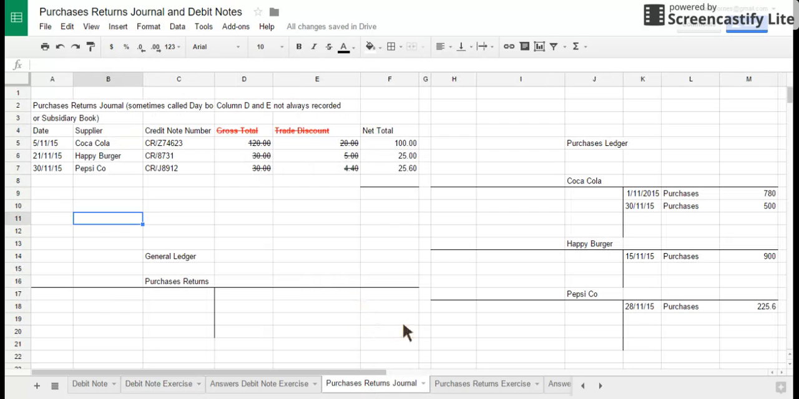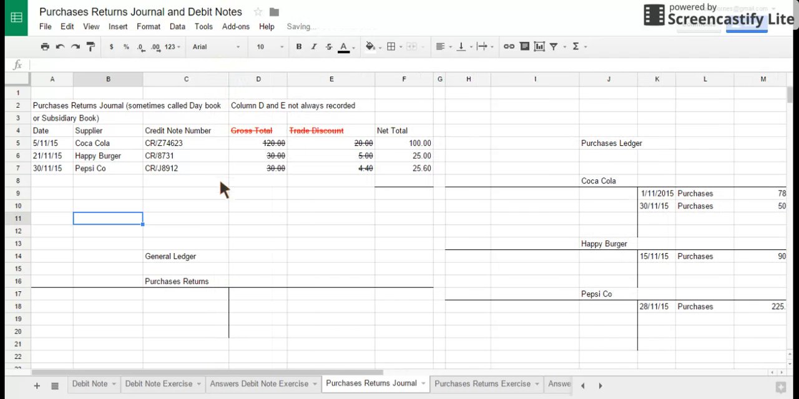Okay, the purchase returns journal is sometimes called the purchase returns daybook, and it's also sometimes called a subsidiary book. Again, don't worry, it means exactly the same thing. It's just people calling the same thing by different names.